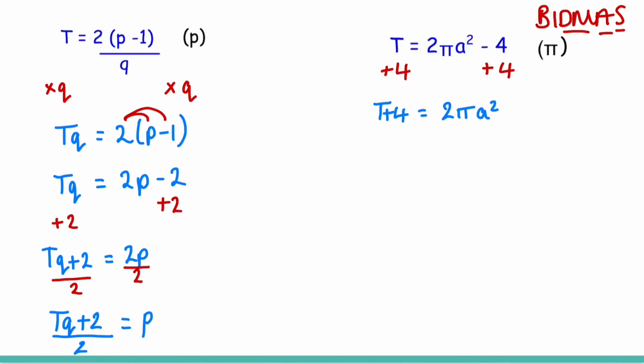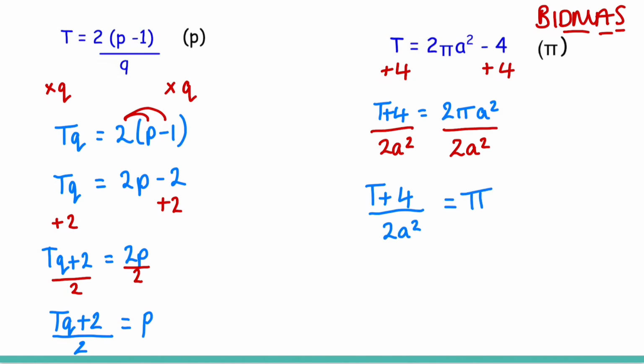Once I've got that, then I can divide by 2 and a squared. I can divide by them at the same time if I want to, rather than doing them at different times. So my final answer, t plus 4 over 2a squared, is going to equal pi. And that's my final answer.